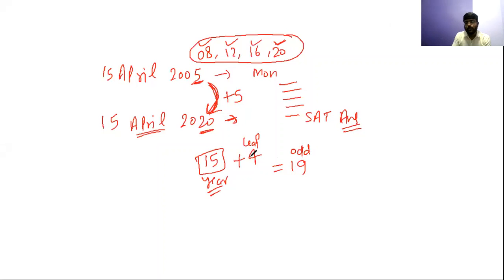So every leap year will have 1 extra odd day, isn't it? Because a leap year has 2 odd days. So 4 leap years, 4 extra odd days. So I add 15 plus 4, the answer is 19. 19 odd days cannot be there, so I divide 19 by 7 and get 5. As soon as you get 5, you add 5 here and you get your answer. So this is the technique you will apply.